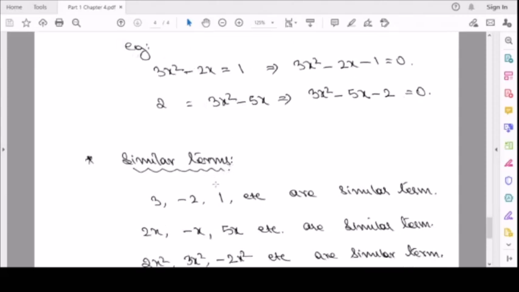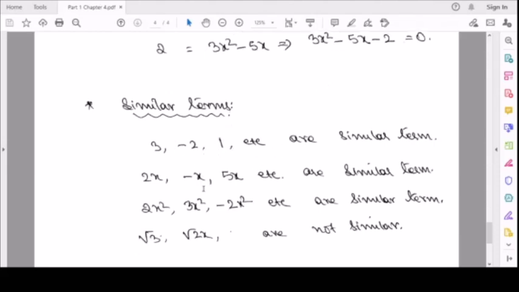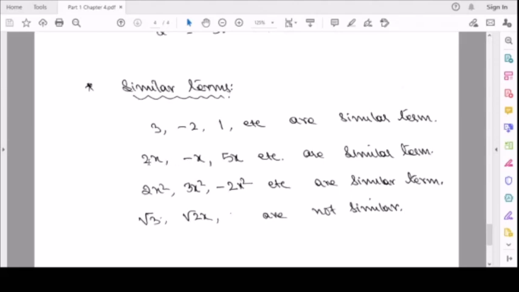Okay, now coming next to the similar term. What is a similar term? Similar terms are the terms which are similar in their composition. Now 3, minus 2, 1, 5, 6, 7, 8, all these are numbers only. They are constants, they are numbers. Therefore these terms are grouped as similar terms. Now those terms which contain x, maybe minus x, plus x, 3x, 5x, 4x, any term which contains x, all those terms will be similar.